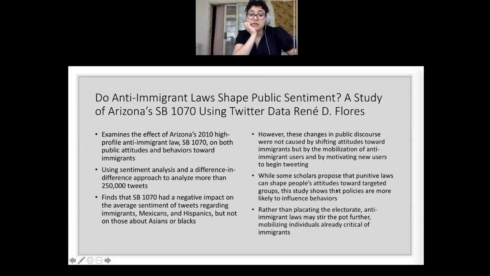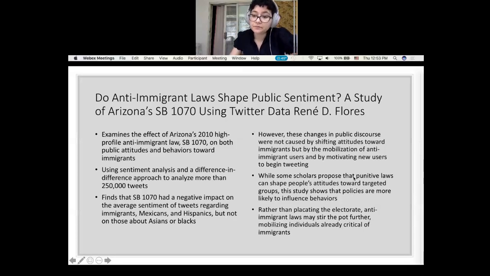Another example is not necessarily a criminal justice example, but I am interested in immigration. So, do anti-immigrant laws shape public sentiment? A study of Arizona Senate Bill 1070 using Twitter data by Renee D. Flores. I'm not related. We just have the same last name.